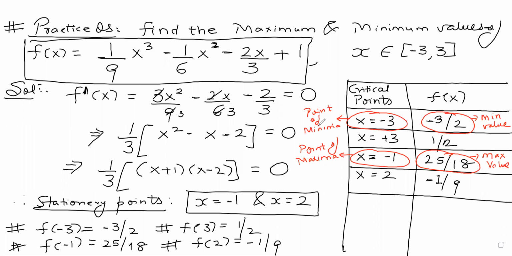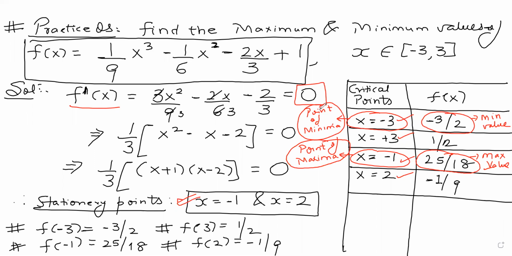So I hope that all students have understood this question. Step 1, find the first order derivative, put it equal to 0, get the stationary points. Step 2, evaluate the function at the endpoints and at the stationary points. Step 3, the function which gives us the maximum value gives us the point of maxima, which is x equal to minus 1. And the function with the minimum value gives us the point of minima, which is x equal to minus 3 for this question.